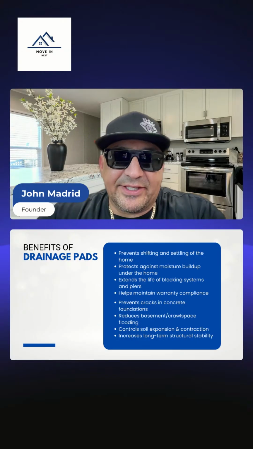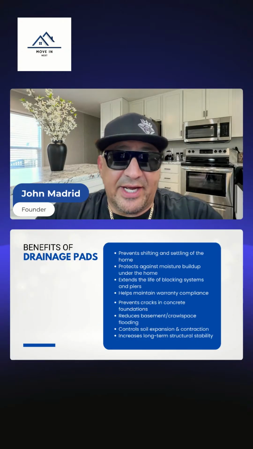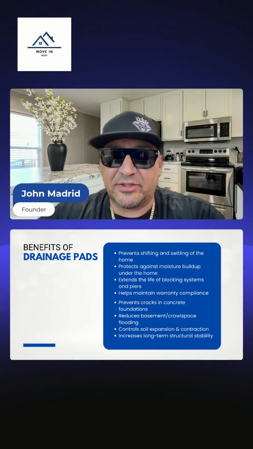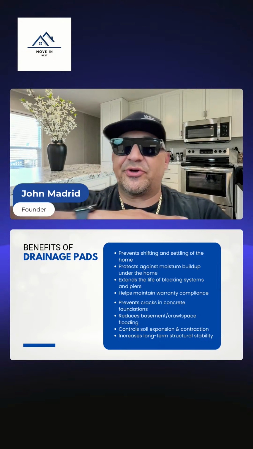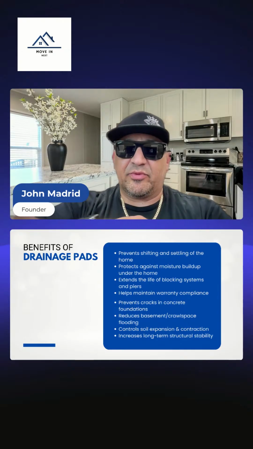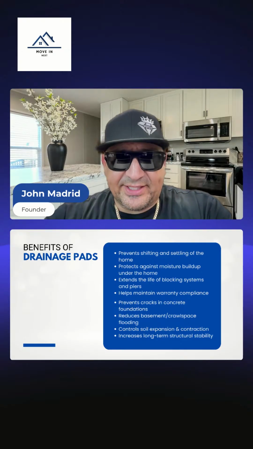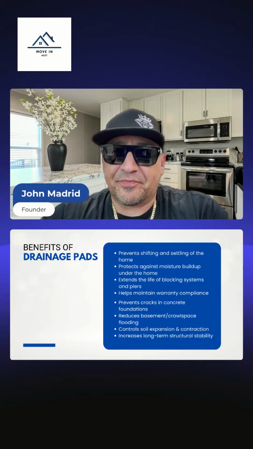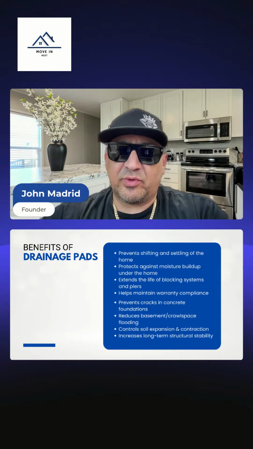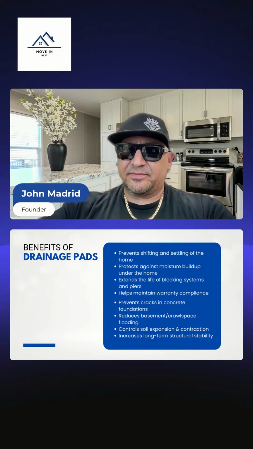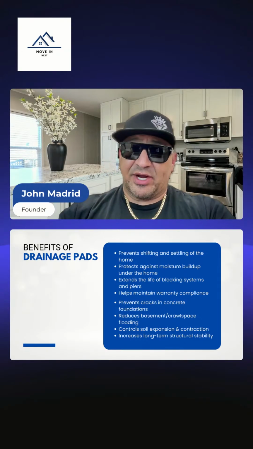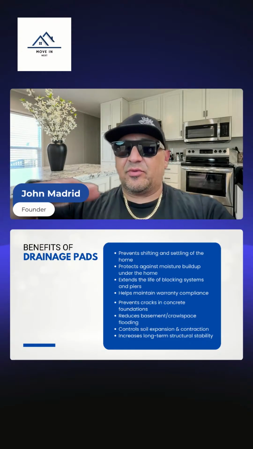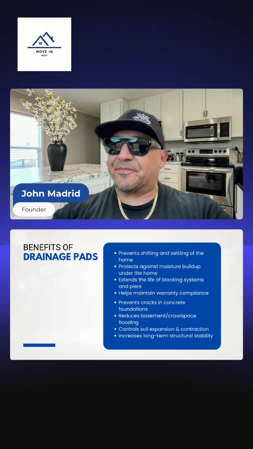So it says the benefit. So it prevents the shifting and settling of the house, which we've covered, which is good, right? So it'll keep the life of the house longer, the curb appeal looking better without damage. And then it says, protects against moisture buildup under the home, which again is very important. And then one of the things that I like to point out as well is, whenever we set a house on top of the drainage pad, did you know that we put what they call a vapor barrier?